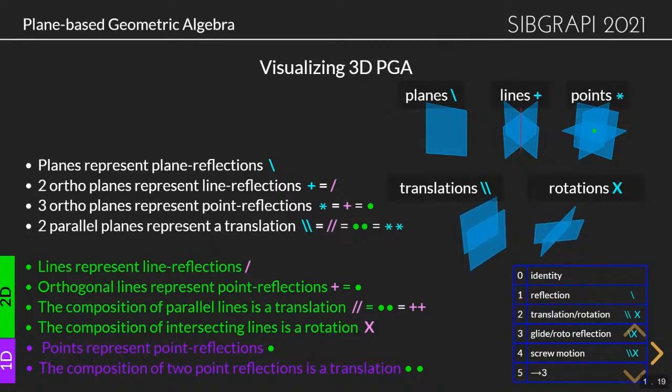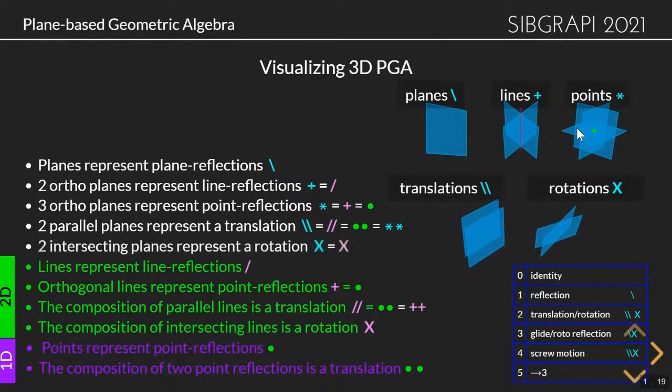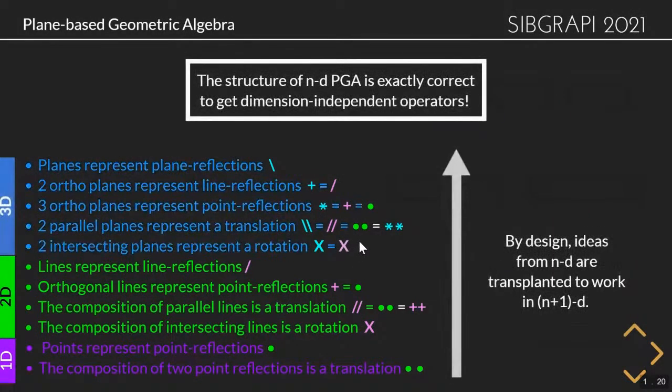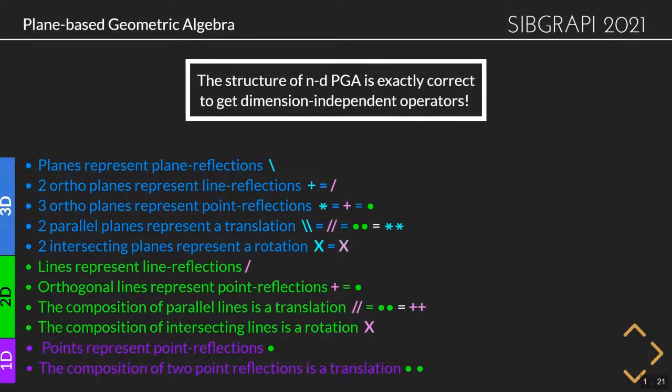And as before, parallel planes will represent a translation, which is the same as parallel lines, which is the same as the product of two points, which is the same as the product of two of these guys. And as before, two intersecting planes will also represent a rotation, which is the same as two intersecting lines. So as you can see, the transformations of PGA are built up in such a way that it doesn't really matter that you add dimensions, as long as you pick the correct representation, being that you need to pick the orthogonal elements to represent the transformations from the space of one dimension less. And if you do that, then things will work in a dimension independent way.